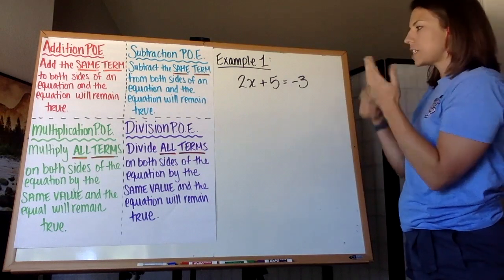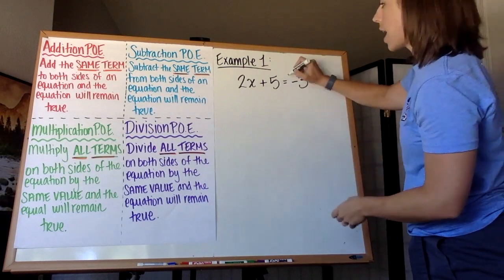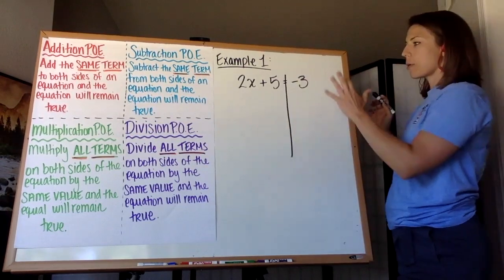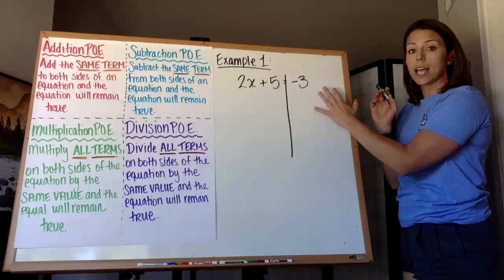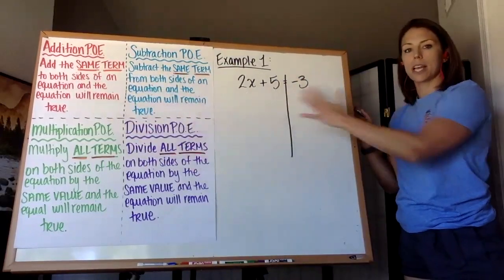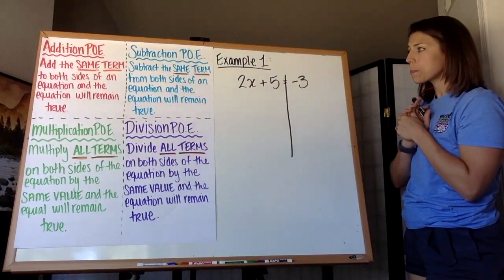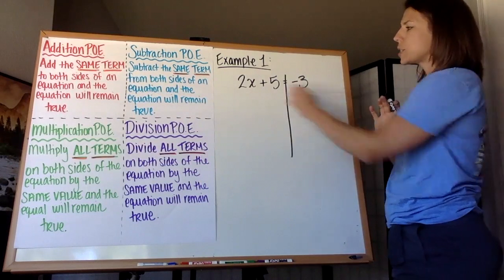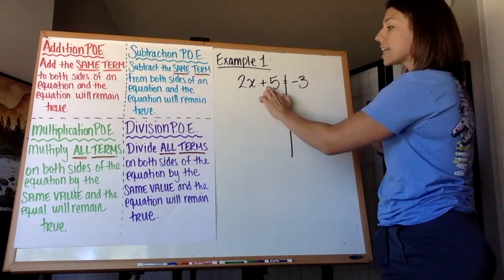The first thing I like to do is draw a line down the middle of my equal sign, because I want to make sure that I'm separating the left side of the equal sign from the right side, and also making sure that I'm doing these operations to both sides of the equation equally. The next thing I do is I ask myself, what's actually happening on that other side? So I see multiplication and I see addition.